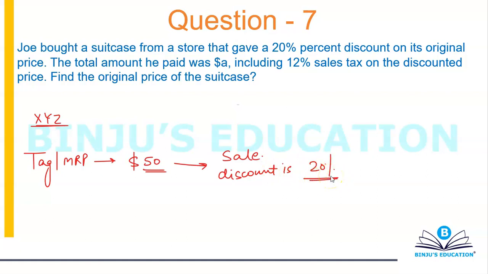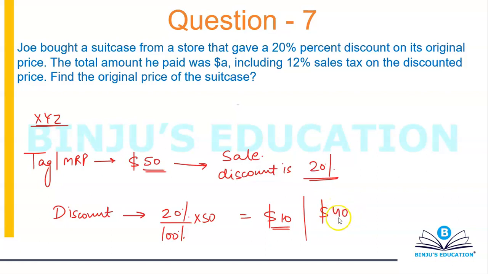let's suppose 20% on any item that you wish to purchase. The discount is 20%. Now once you have selected your pair of pants and it says that the MRP is $50, you're going to get a discount of 20% on $50. That is 20% by 100% into $50, which is going to be $10. Which means you're supposed to pay $40 excluding the tax, my mistake.